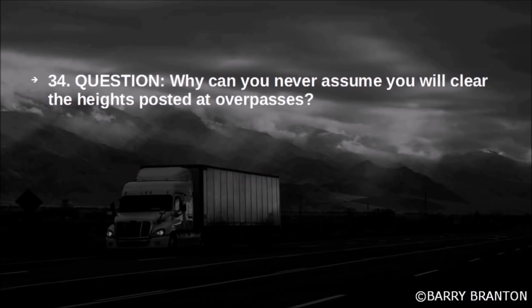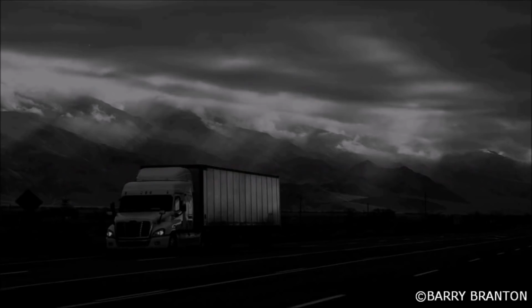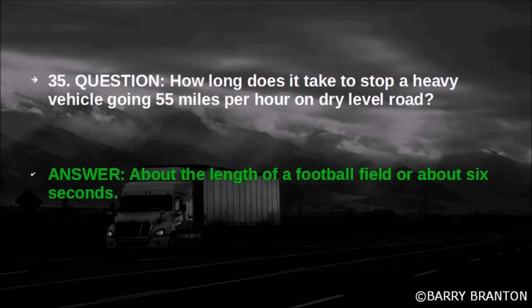Why can you never assume you will clear the height posted at overpasses? Because some roads can cause your vehicle to tilt. How long does it take to stop a heavy vehicle going 55 miles per hour on a dry, level road? About the length of a football field, or about 6 seconds.